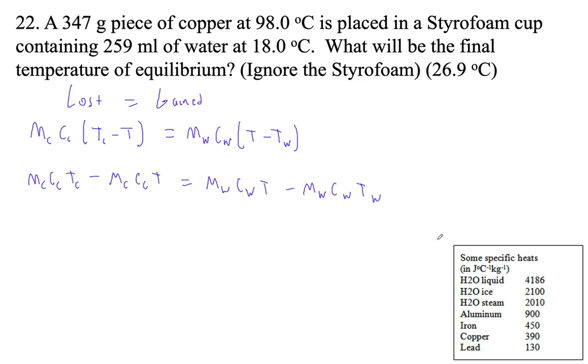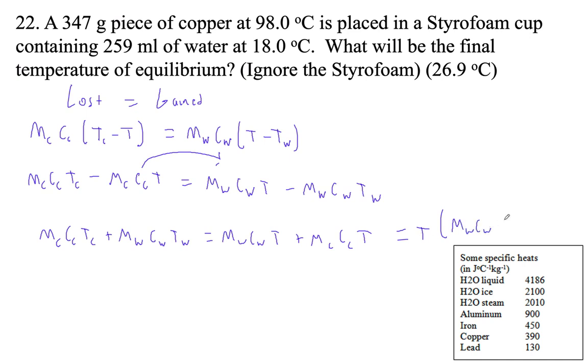All right, let's see. Let's get all the terms with T on one side. So I'm going to put this guy over there and this guy over here. So we have MC, CC, TC plus MW, CW, TW equals MW, CW, T plus MC, CC, T. So I just put the negative terms on the other side, made them positive, right? And then this side here equals T outside of MW, CW. And because we're solving for it, I got to factor it out, right?